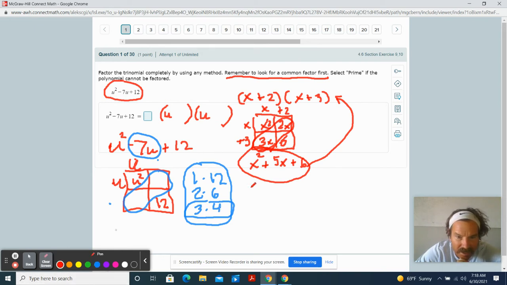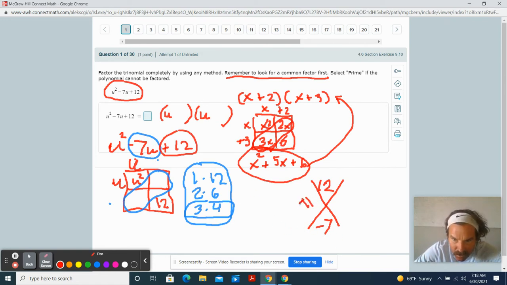Let me show you a little diamond that we're going to be talking about later. Okay, I'm going to draw an X, and I'm going to put a 12 up here, and I'm going to put a -7 down here. Okay, the 12 is this number here, and the -7 is the number in the middle. So what two numbers multiply to get 12 and add to get -7?